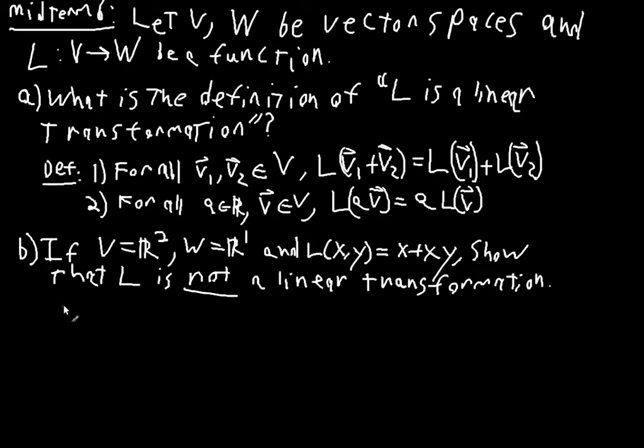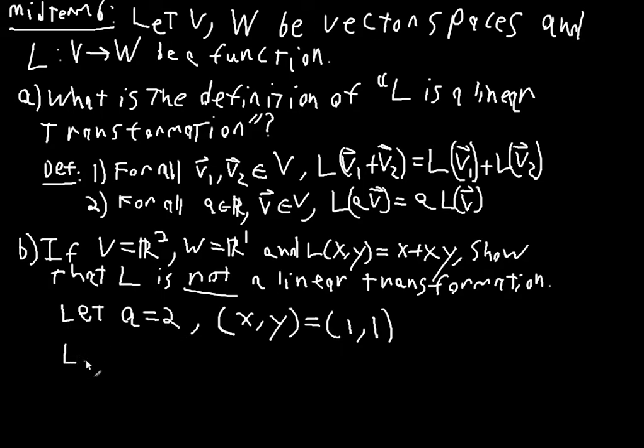So I'm going to go ahead and let A equal 2, and let's go ahead and let the vector, since we're inside of R2 here, x1 or x comma y, I'm going to let this equal 1 comma 1. And now we can do a couple calculations. Let's first calculate, using number 2 here, L of AV. So L of A times our vector x comma y.